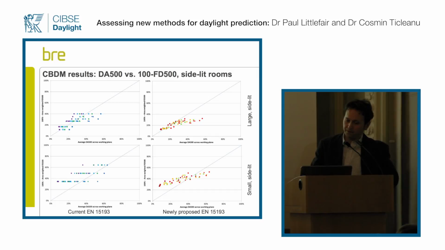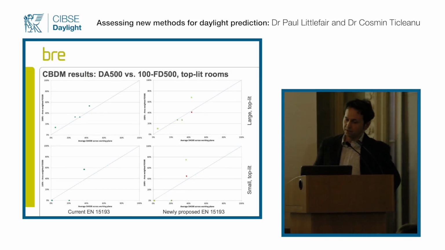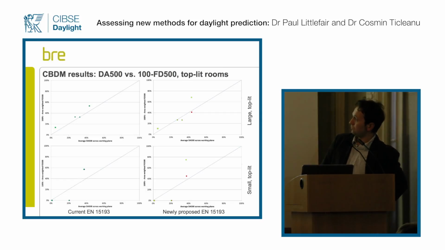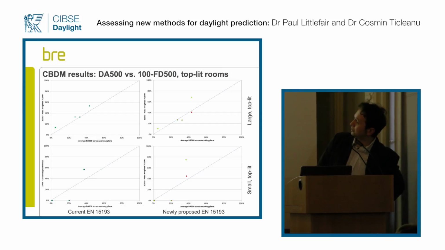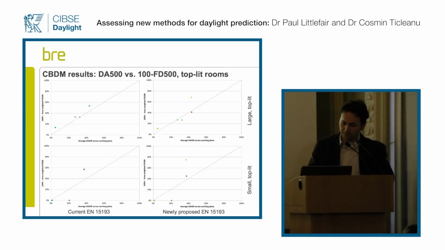If we look at that, that was for the side lit rooms, and that's for the top lit rooms, where the situation is different. So you have an overestimation of daylight availability using the EN method for the large rooms, and it's the other way around for the small rooms in both versions of the standard.